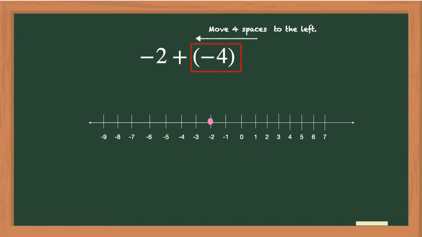I will start at my marker of negative 2 and then move 4 places to the left. 4 places to the left of negative 2 is negative 6. This time, the values are decreasing as you move to the left on the number line. So the sum of negative 2 plus negative 4 is negative 6. Are you beginning to see a pattern?